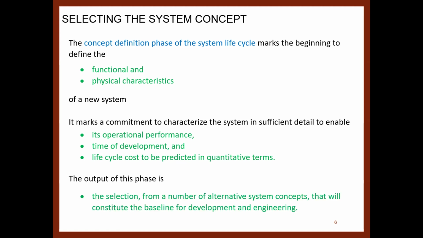So as an output, we want to select a concept from a number of alternatives, right? After completing this phase, we're going to have options, and using what we know in terms of trade-off analysis that we have covered already, we're going to try to shoot for the best system, not the optimal system, but the best system that balances our time, our schedule, our performance, and the cost.